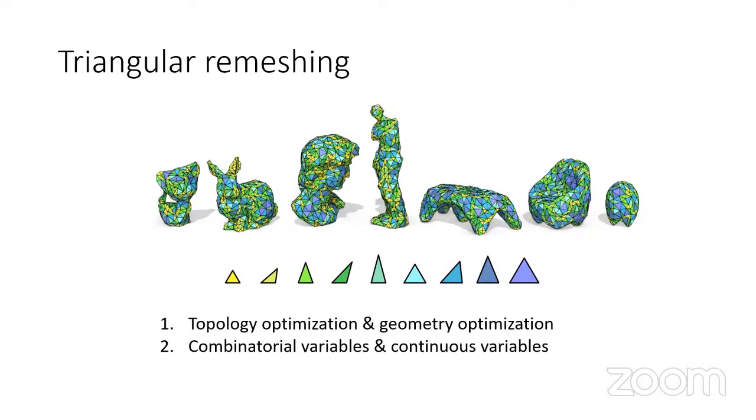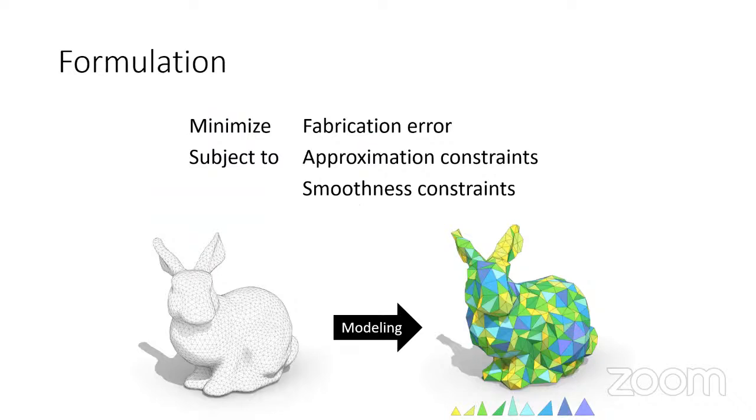This is a remeshing problem. The modeling process is formulated as a constrained optimization problem. The variables are the mesh topology and the geometry. The objective function is the fabrication error, defined as the maximal matching error of all triangles. The constraints are to keep the shape similarity and the mesh smoothness.